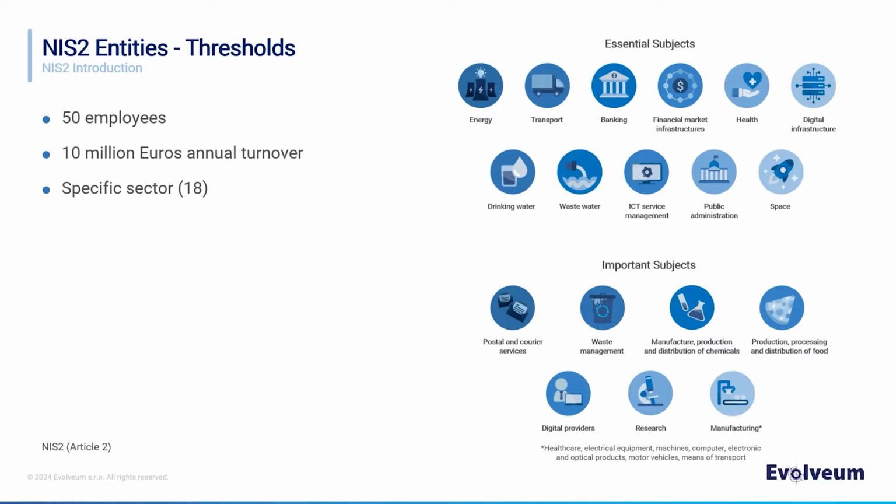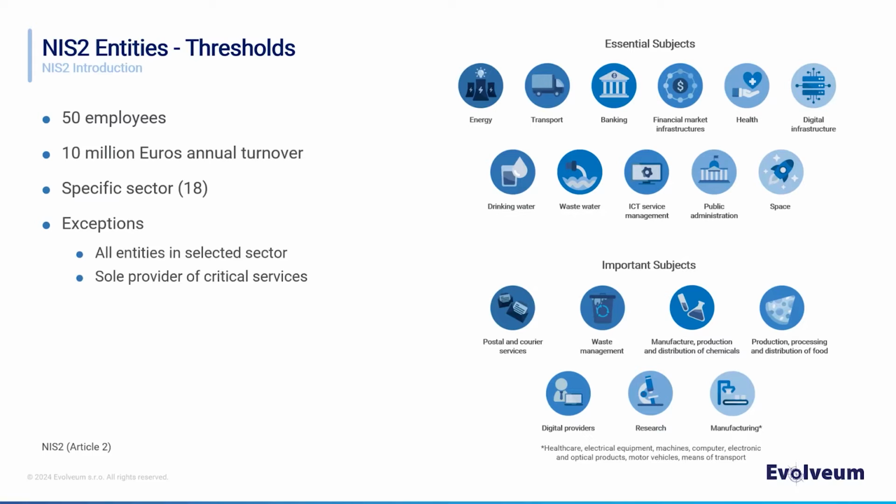If it is from those 11 on the top, and it's a little bit bigger, it may also be an essential subject of NIS2. There are some exceptions in this directive. For example, all entities in a selected sector or subsector can be at least important subjects. For example, DNS service providers will be at least important subjects regardless of their size and their annual turnover.